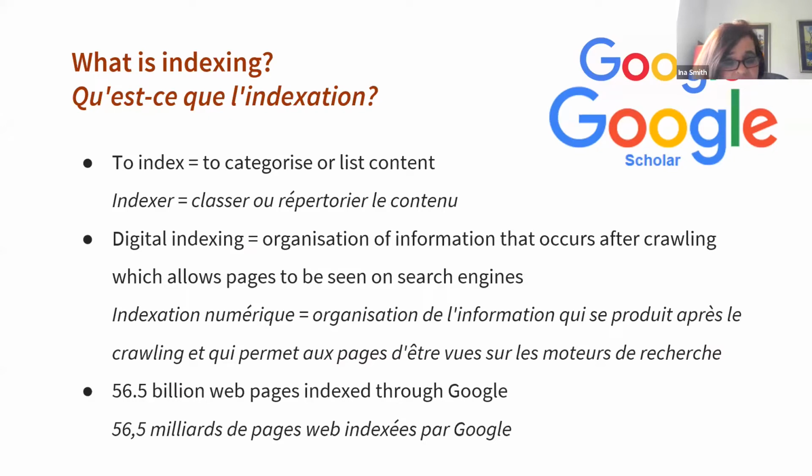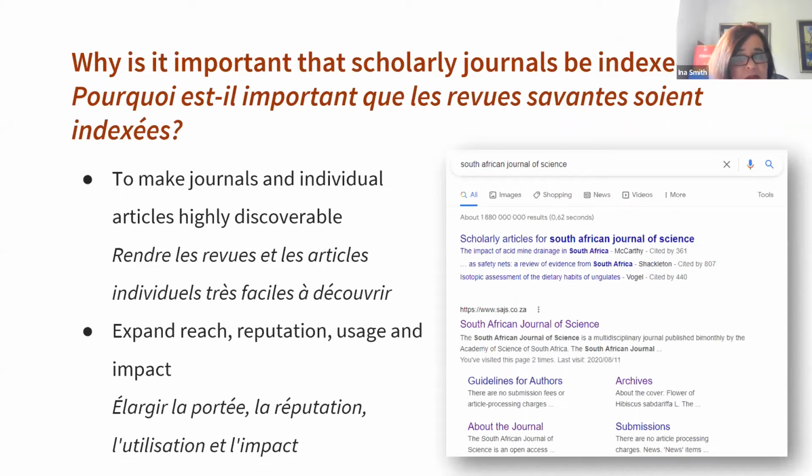And just to give you an idea, currently there are more than 56.5 billion web pages indexed through Google. And eventually your journal website will have to compete with all 56.5 plus billion web pages to be seen and to be accessed by users.